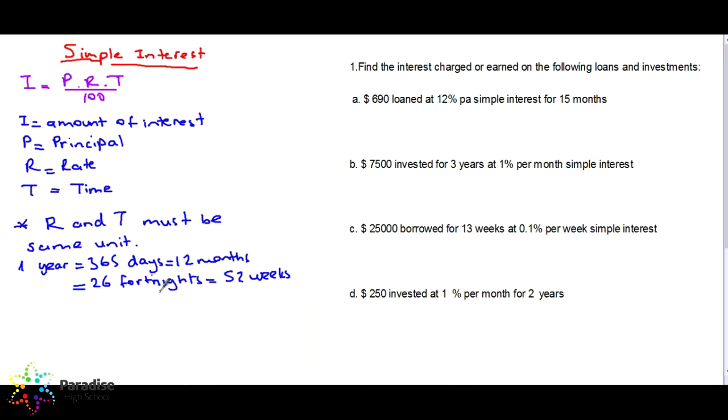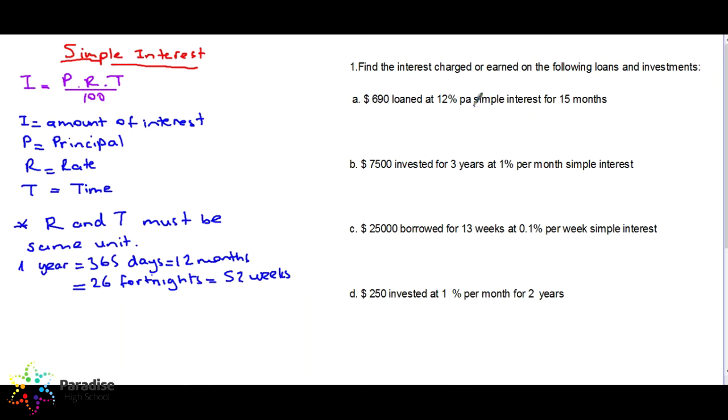Okay, now find the interest charged or earned on the following loans or investments. So interest is charged when you get a loan from the bank. Of course, you have to pay interest to the bank. Or when you invest money into the bank, again, you will earn interest. In the first case, when you are borrowing money, you have to pay interest. In the second case, when you are investing money, you will earn interest. Let's look at the first one.